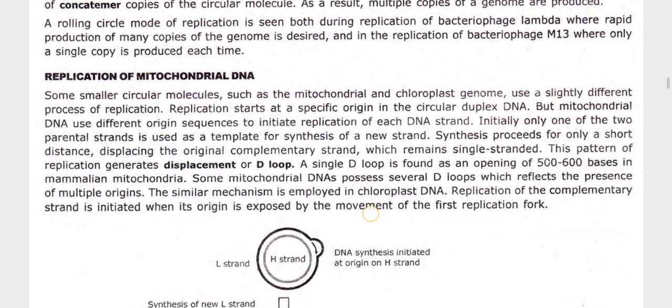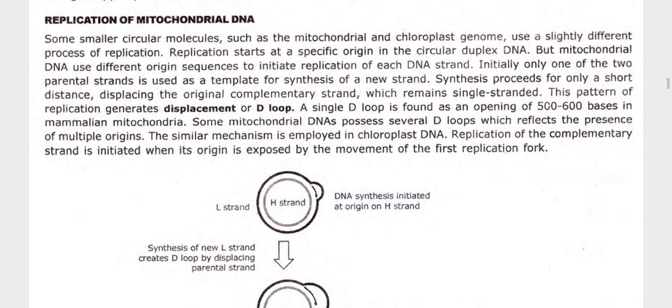Now, replication of mitochondrial DNA. Some smaller circular molecules such as the mitochondrial and chloroplast genomes use a slightly different process of replication. Replication starts at a specific origin in the circular duplex DNA, but mitochondrial DNA uses different origin sequences to initiate replication of each DNA strand.